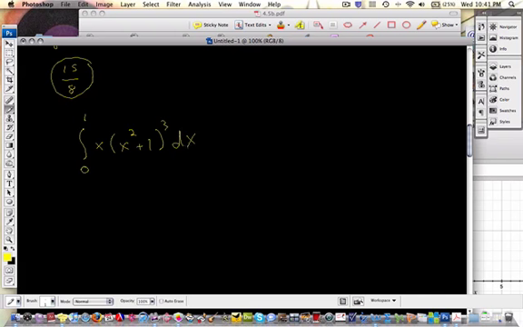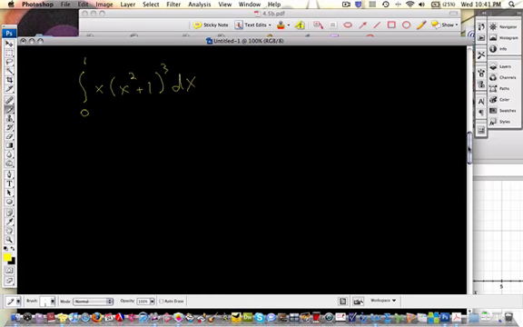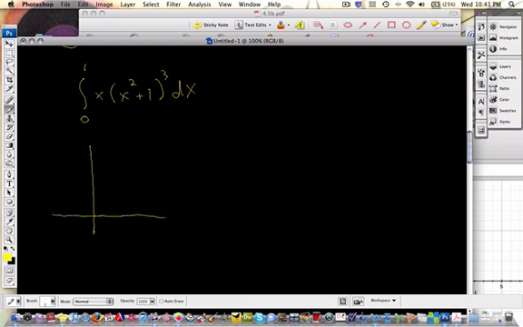Okay, so if I graph that function, you saw it looks something like this, more or less. This is just a sketch, so I'm not too worried about it. Looking at it from 0 to 1, we're looking at this area, which we said was equal to 15/8.